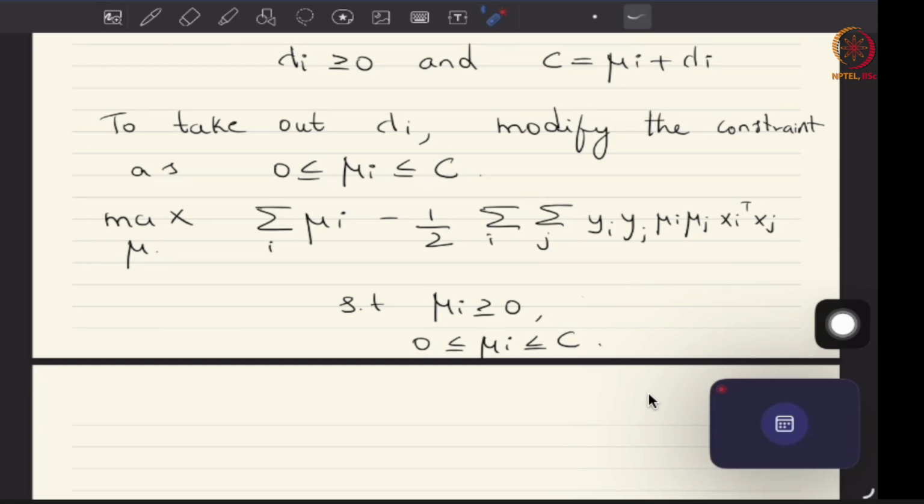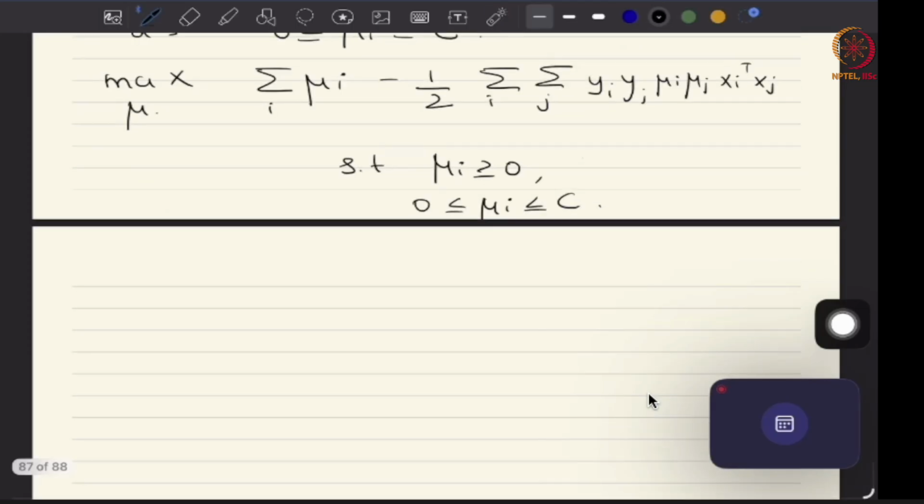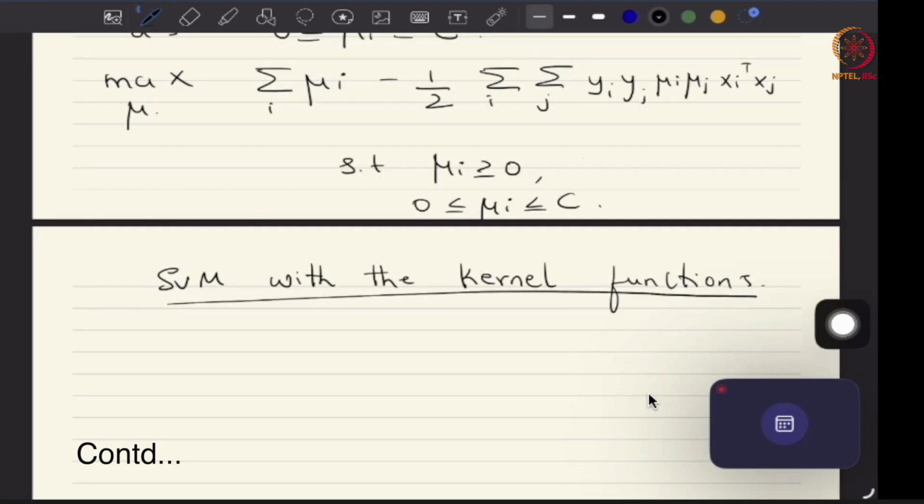So finally, there is one final case that we have to look at: SVM with the kernel function. We will stop here and continue in the next lecture.